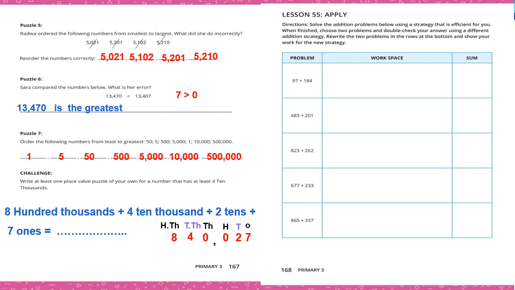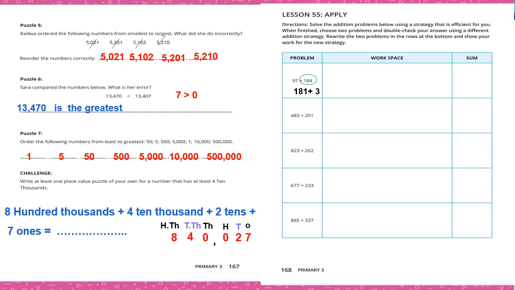Okay. The next page here, the apply part. Solve the addition problems below using more strategies. Here we wanted to solve these problems by different strategies. Number 1. 97 plus 184. Here we can split 184 to be 181 plus 3 to use associative property.